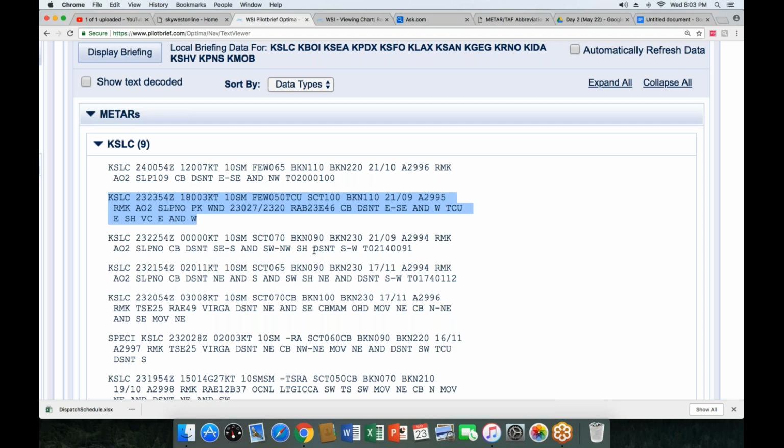Oh, that's right. So it's going to identify the wind speed. 230 at 27 knots, and then is that the date and the time at 23? Uh-huh. So that's it, 2320 Zulu. Okay, 2320 Zulu.